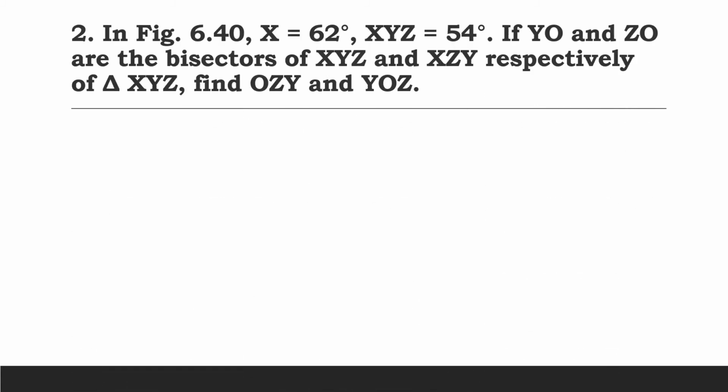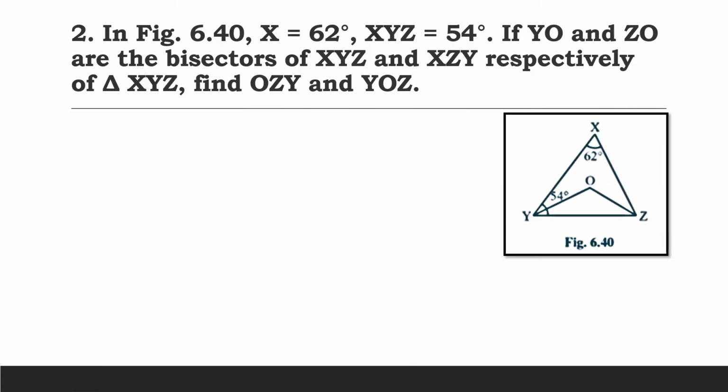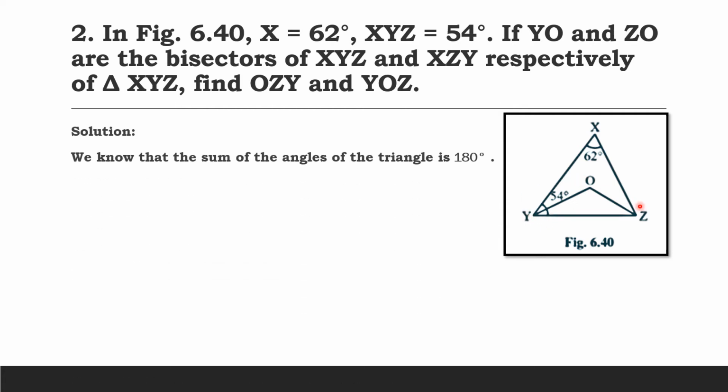Next sum. In figure 6.40, angle X is equal to 62 degrees and XYZ is equal to 54 degrees, and YO and ZO are angle bisectors of XYZ and XZY respectively of triangle XYZ. Find OZY and YOZ. Let's see how we will find these angles.